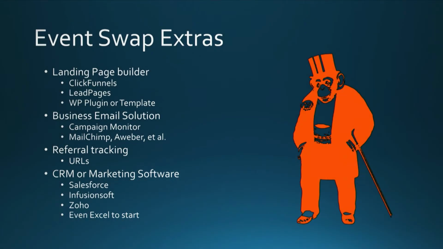A business email solution is recommended for doing follow-ups, although you can limp along doing it yourself if the lists are really small, or you could use something that's a little bit less feature-rich. Something like Constant Contact would still be okay. I recommend Campaign Monitor. We've been using it for a while. It has fantastic features and really competitive price. It's very competitive with MailChimp and Aweber. Both are also great solutions too. It really depends on what you need.